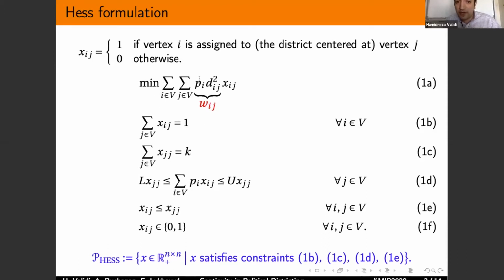The objective function tries to capture compactness. It is called moment of inertia, and it tries to minimize the cost of sending people from a vertex to the center. That is why it is calculated by p times the distance between i and j squared. But you can see there are no contiguity constraints. Contiguity or connectivity constraints are considered very challenging in the literature and in the districting problem, and I'm going to talk about contiguity constraints mainly in this talk. You can also see the polytope of Hess that is defined here.